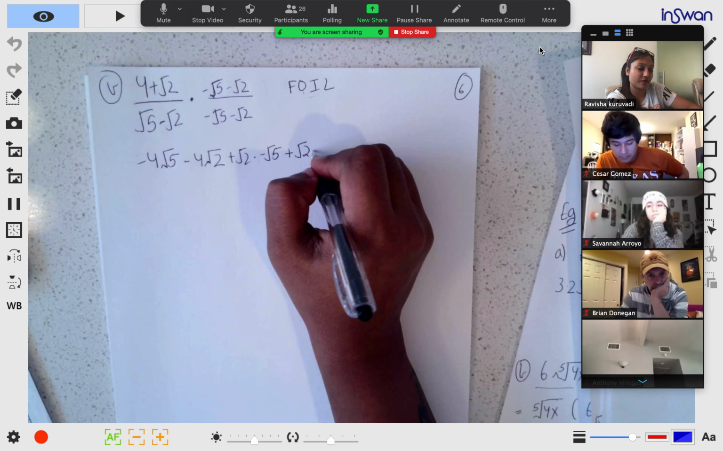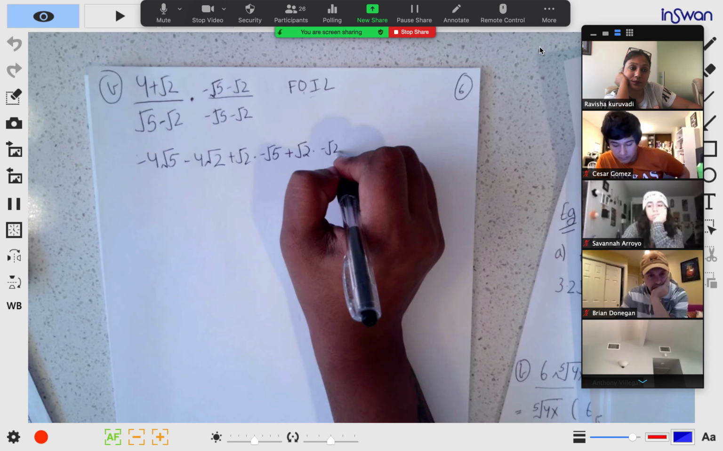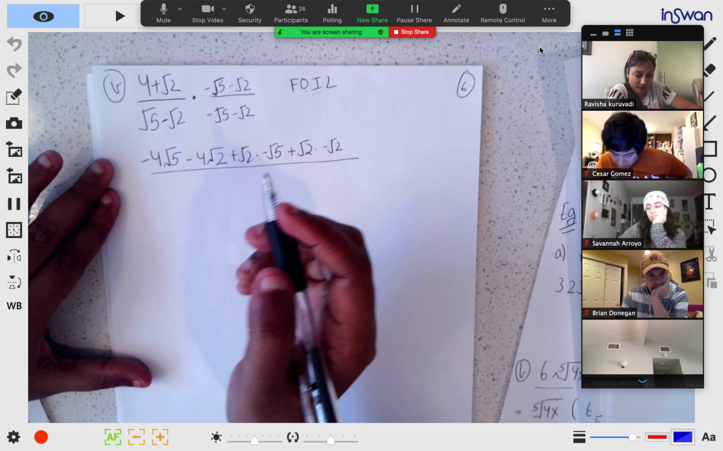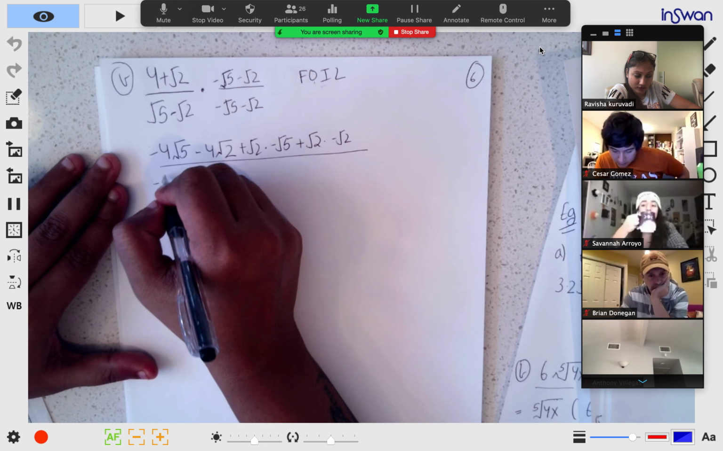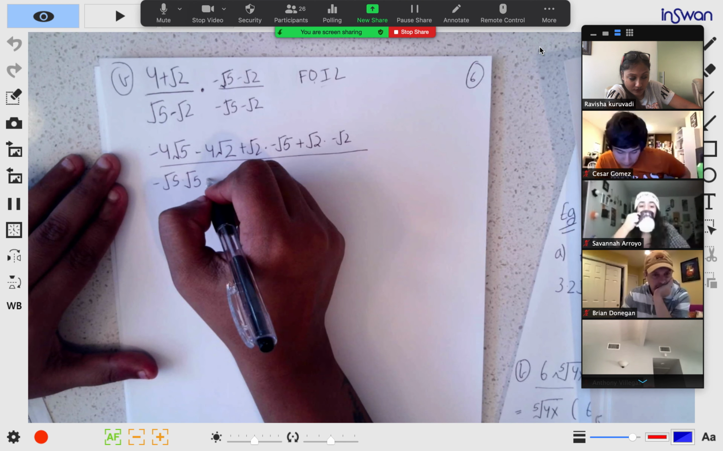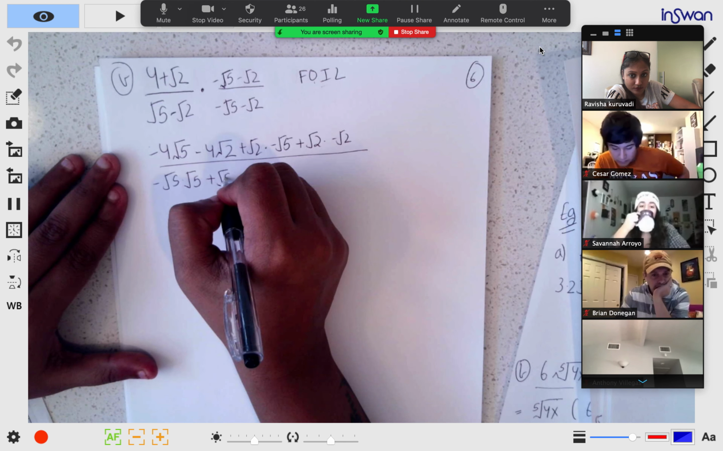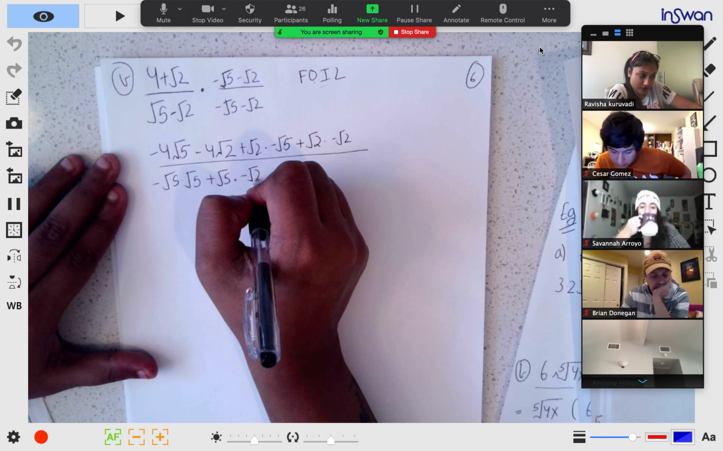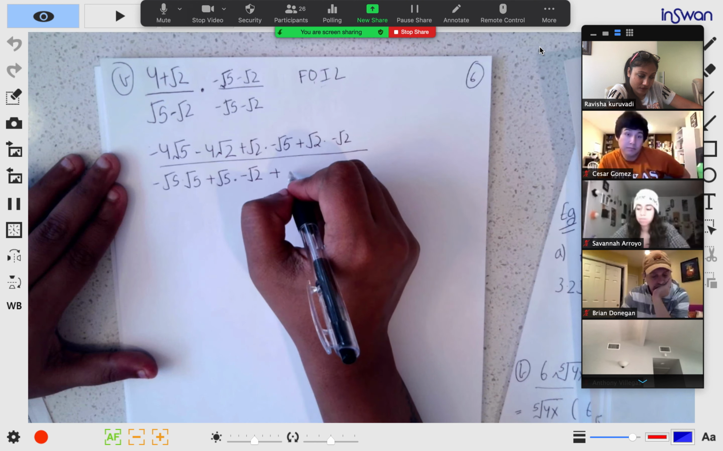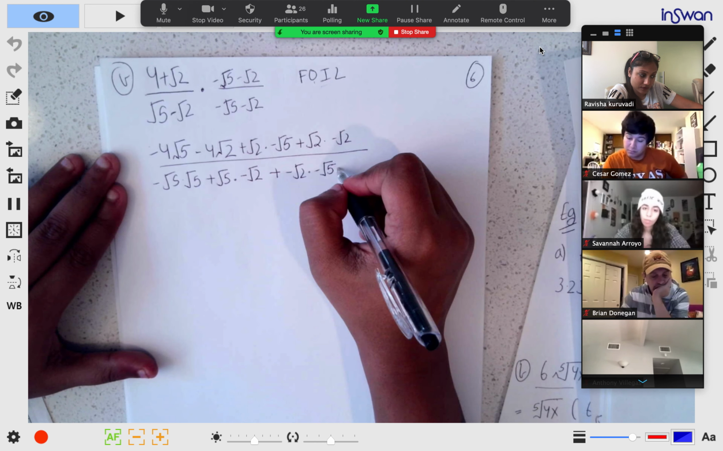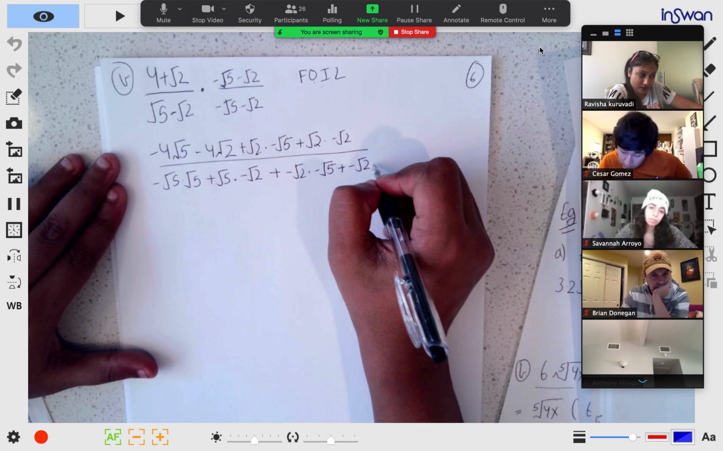Okay, perfect. What about the denominator? It's square root of 5 times negative square root of 5, then square root of 5 times negative square root of 2, then negative square root of 2 times negative square root of 5, and negative square root of 2 times negative square root of 2.